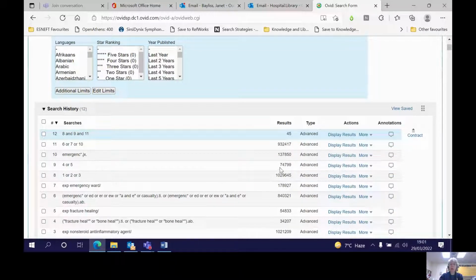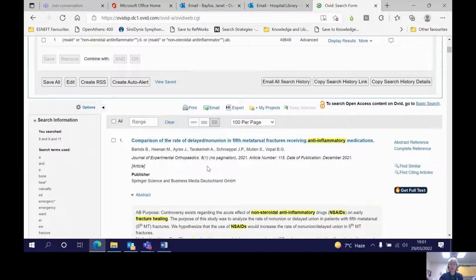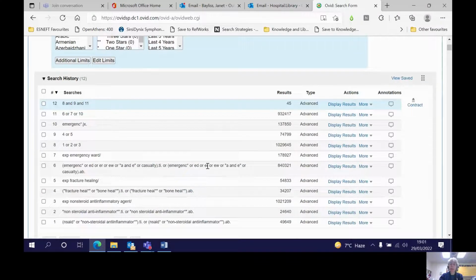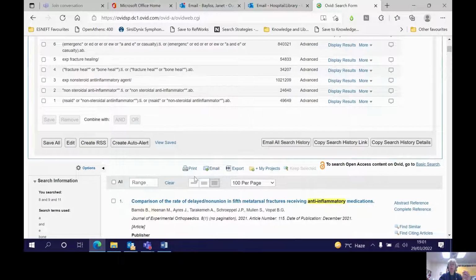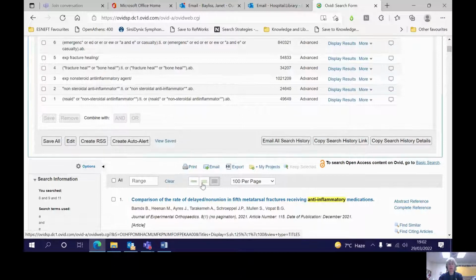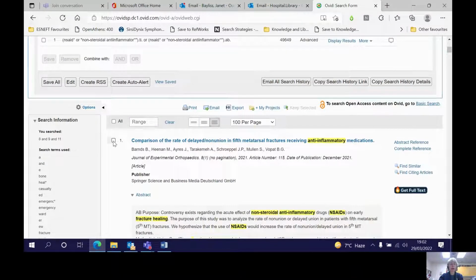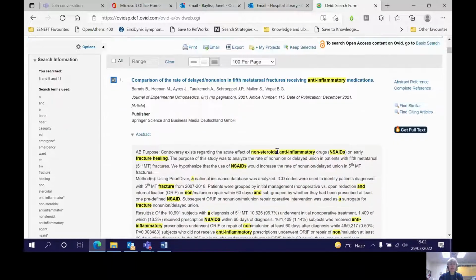So look at that. All of those huge results with the OR search are reduced to 45 with the ANDing. So you've gone from very, very broad, not very relevant, to a much sharper, much smaller amount of results. Let's hope that some of them are relevant. Let's have a look. Oh, yes, I like number 1. That looks interesting. And it's a recent article in a journal to do with orthopedics.